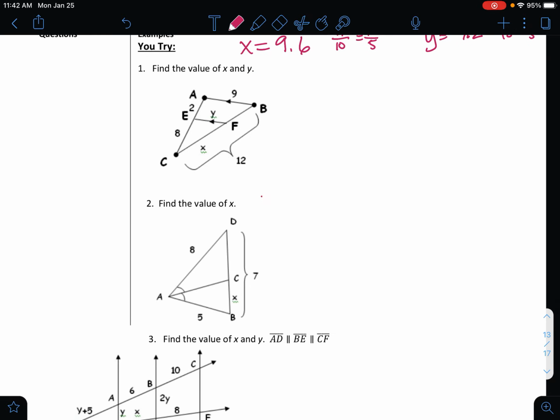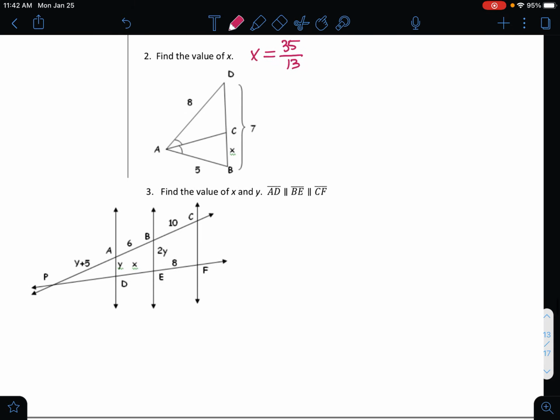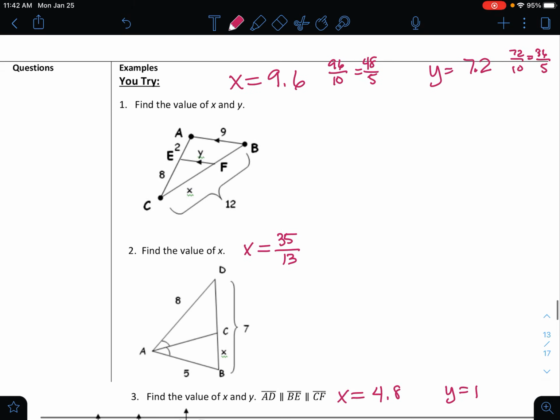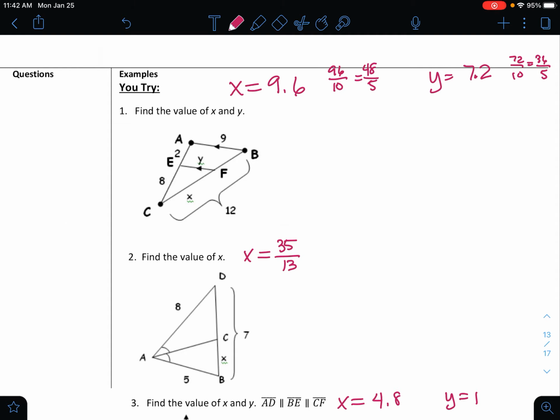For number 2, now this one I am leaving as a fraction, 35 over 13, because it doesn't terminate as a decimal, so we want to leave it as a fraction. Number 3, we get x equals 4.8. Again, you could leave it as a fraction if you wanted to. The value of y here is 1, and I'm going to talk about that one a little bit more here. All right, let me go through the explanation on solving, if you need to listen to it.